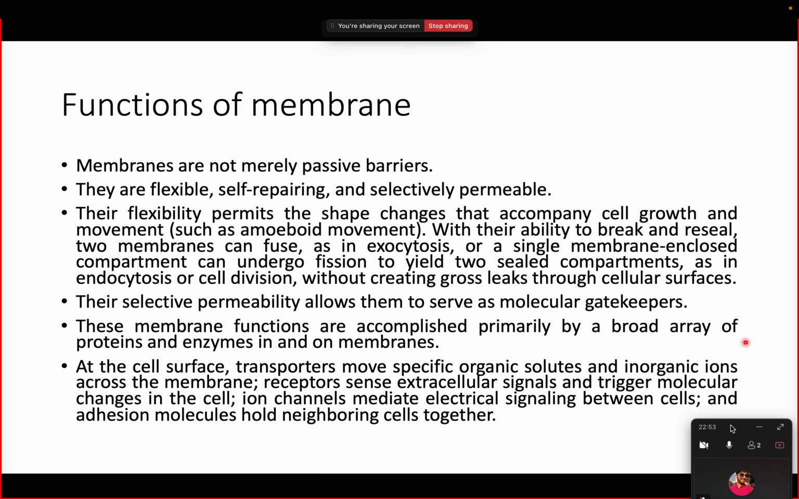And their selective permeability allows them to serve as molecular gatekeepers. Even this point makes more sense now, right, in comparison to earlier, when we had not discussed the ion channels, the concentration of small molecules across the membrane, the ATP pumps, the potassium pumps, right? So this makes more sense now, and you can relate more to these points and properties of a membrane.